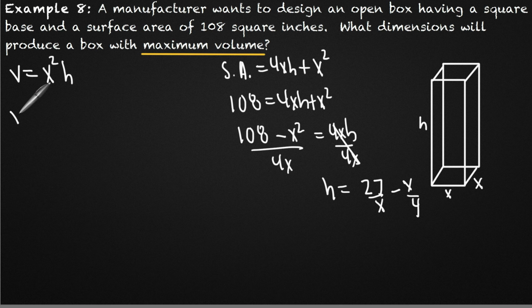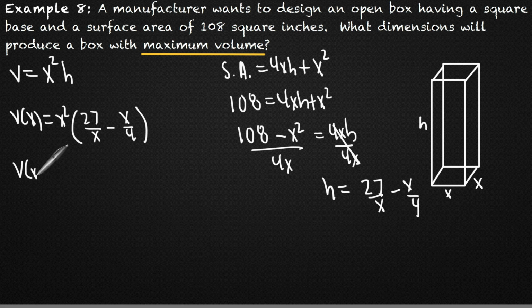So our volume in terms of x is going to be x squared times our height, which is 27 over x minus x over 4. And we can go ahead and distribute this in. So V of x is equal to, one of these x's cancels with one of these x's. So that's going to be 27x minus x cubed over 4.